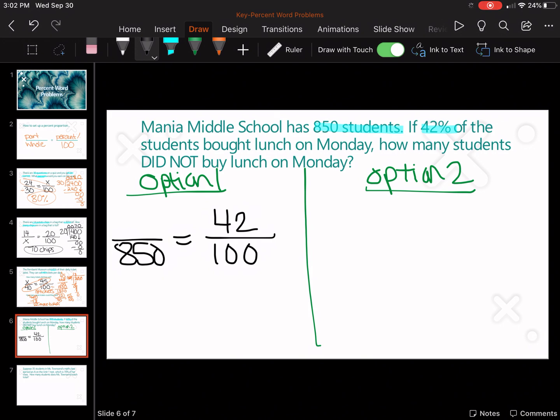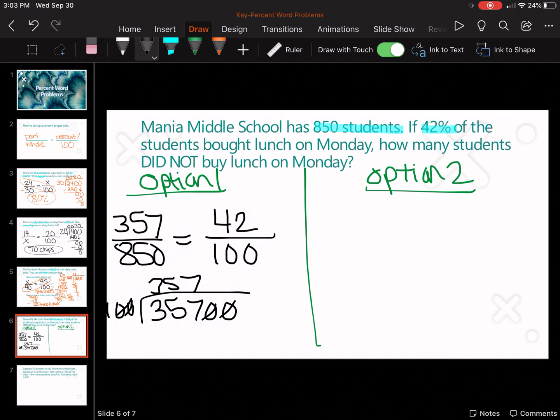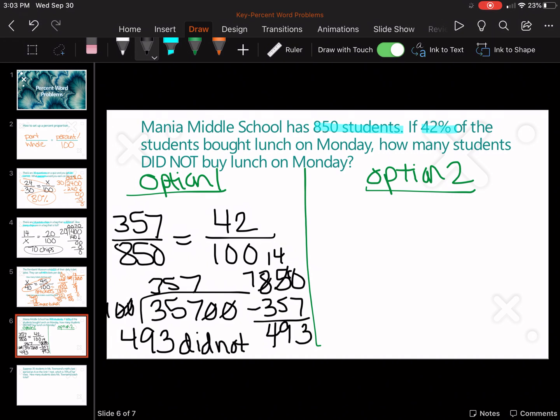I'm going to save a little space, but 850 times 42 divided by 100, 357. Okay, but that's how many students bought lunch on Monday. So then we have to subtract 850 minus 357. So it is 493 did not buy lunch.